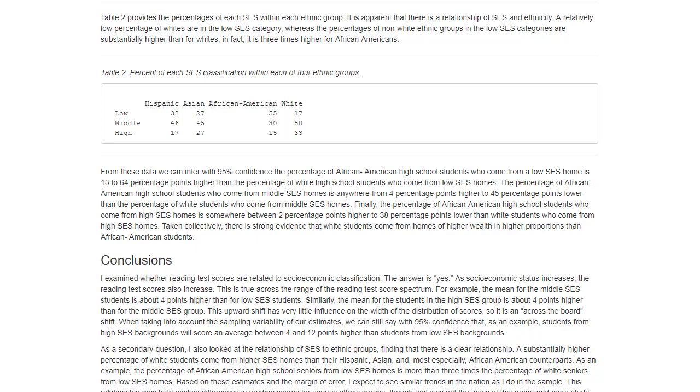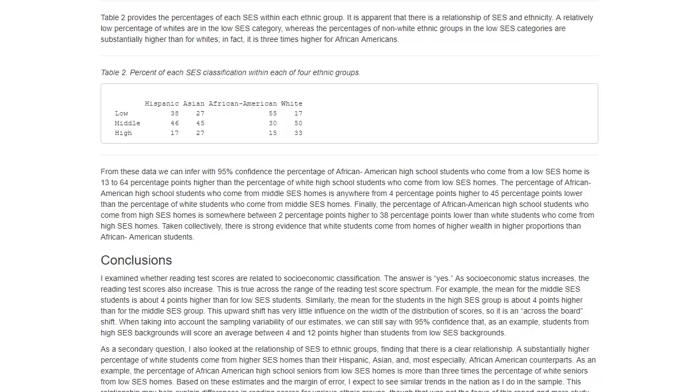And in this case, we do have new information. We do know that even outside of our study, we expect to see more African American high school students coming from low SES than white students, and that would be at least 13 percentage points, but maybe substantially more than that.